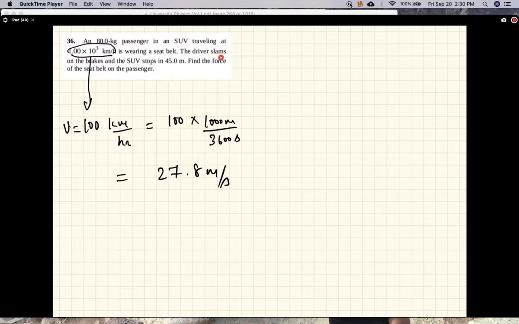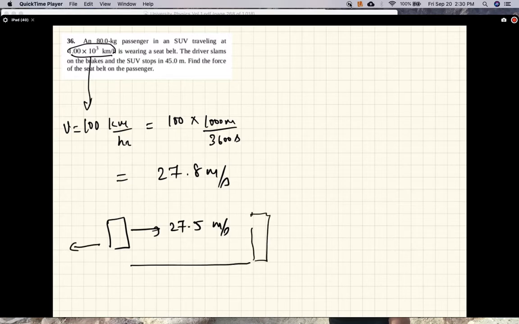So now the driver slams on the brakes and the SUV stops in 45 meters. That's roughly half a football field length. Find the force that the seat belt exerts on the passenger. So there's this passenger going at 27.8 meters per second, and brakes are applied and the passenger stops over a distance. The seat belt applies a force in that direction and the passenger stops over a distance of 45 meters. Okay? So let's find out what is the acceleration of the passenger.